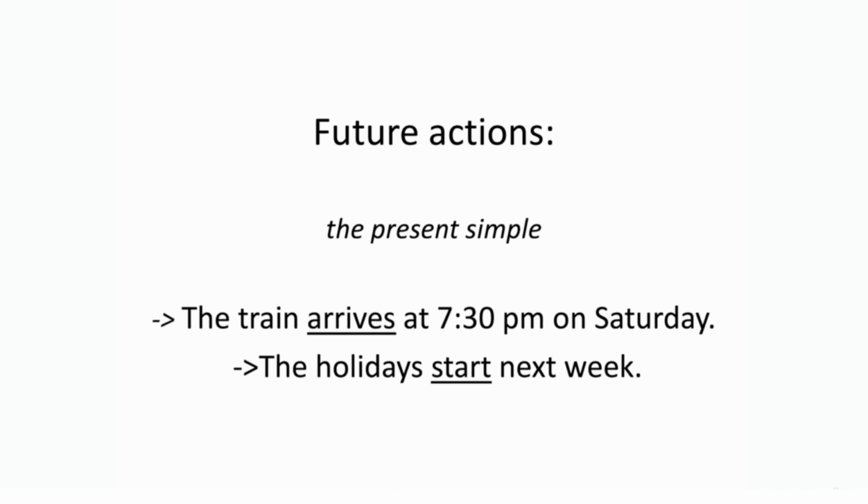Great work! Now, before we properly begin to explore the forms and uses of the simple future, it's interesting to note that there are many different ways to speak of future actions, including with some tenses we have previously studied together in this chapter. For example, we can use the present simple to indicate an action that is scheduled in the future. For example, the train arrives at 7:30 p.m. on Saturday. The holidays start next week.